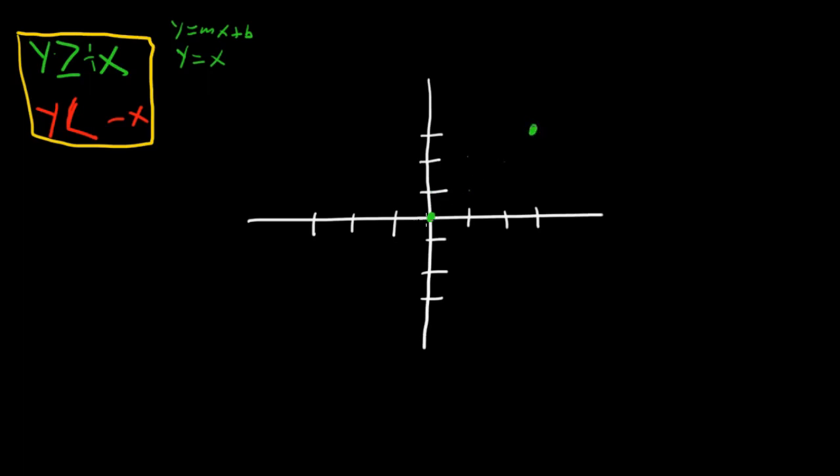Alright? And then we draw a line through here, and I'll do my best. Draw a line through here. And that's the graph of y equals x. It's a 45-degree line going through the origin. Now, this line right here is y equals x.